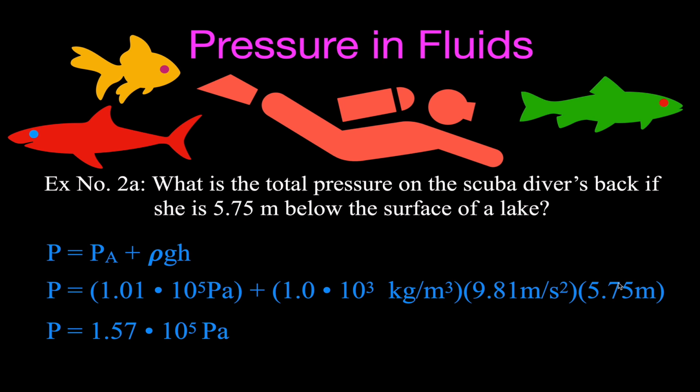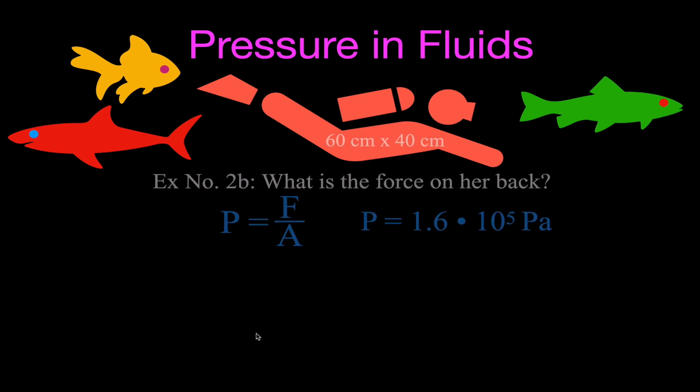Now that might sound like a lot. That's 157,000 pascals. But remember, once again, atmospheric pressure is 101,000. So it's really the water that is the extra 56,000. So that's the pressure on that scuba diver's back per square meter, because remember, pascals is newtons per meter squared. But most scuba divers and most people don't have a back that's a square meter. Your back isn't a meter by a meter.